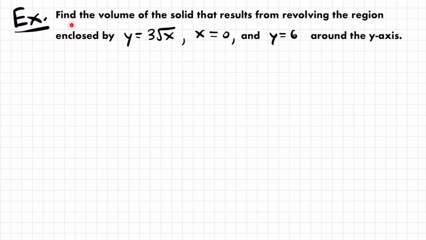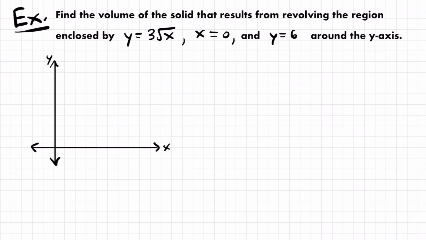Okay, so here we want to find the volume of the solid that results from revolving the region enclosed by y equals 3 times the square root of x, x equals 0, and y equals 6 around the y-axis. Okay, and so the first thing that you want to do is to graph everything that you've been given. And so let's draw a y-axis here, and then I'll draw the x-axis, and I'm going to label them. So we'll have y and x.